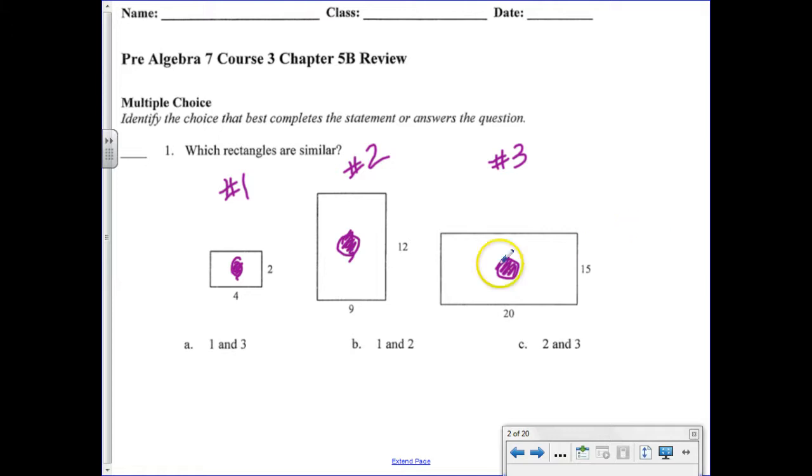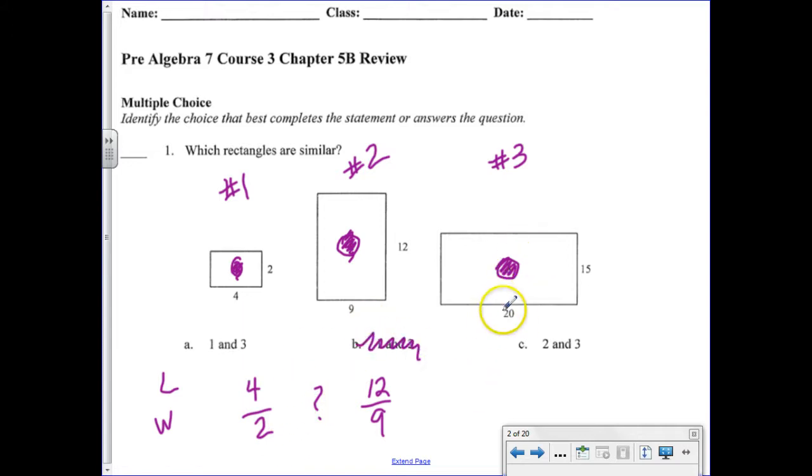So what you need to do really is check the ratios of each one. If I'm always going to set up my ratios as the length to the width, my ratio for rectangle number 1 is 4 to 2. This one, oops, careful, it's turned. This length is 12. 12 goes on top. 12 over 9. Are these guys equal to each other? 1 and 2? If I check cross products, 36, 25, nope. So I know 1 and 2 aren't similar.